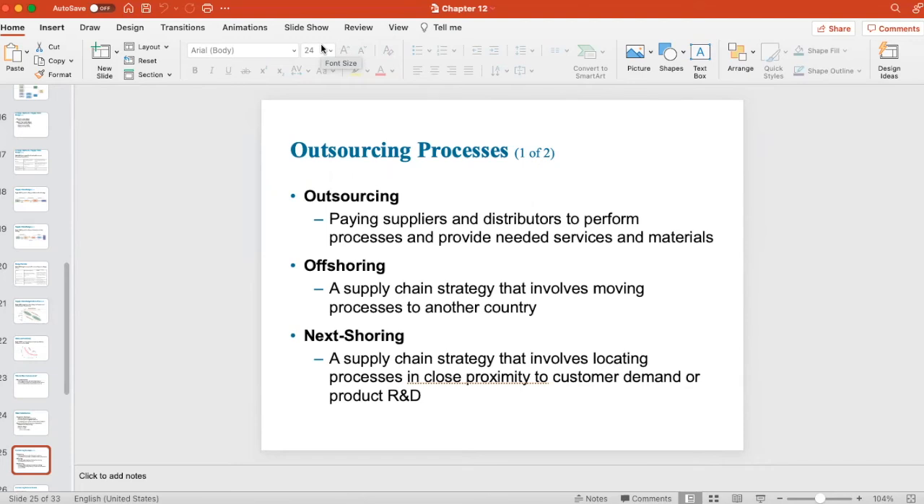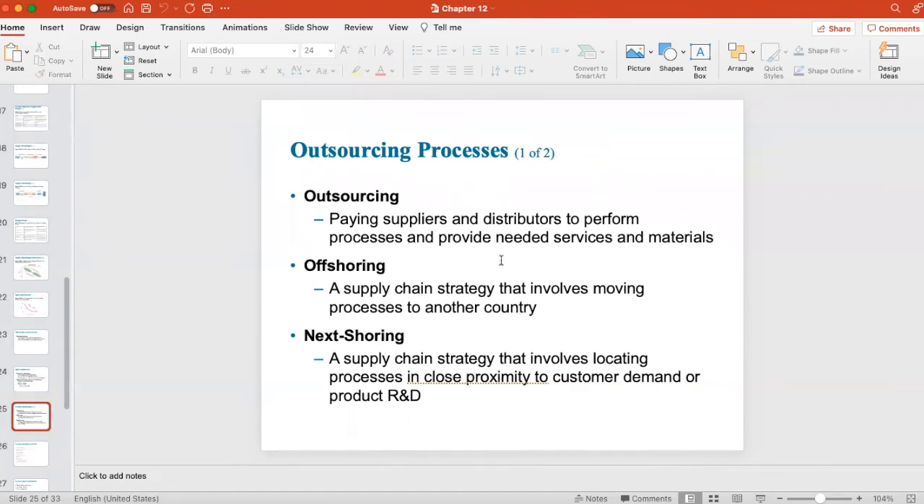Okay, so here outsourcing is very straightforward, right? If you are a manufacturer and you want to produce some product which needs some raw material, before you own your upstream supplier, you have to buy those raw materials from your upstream supplier. This process is outsourcing, okay?